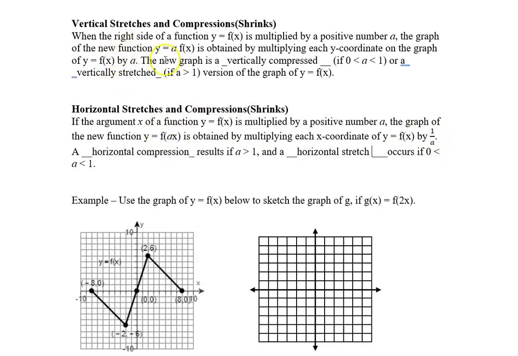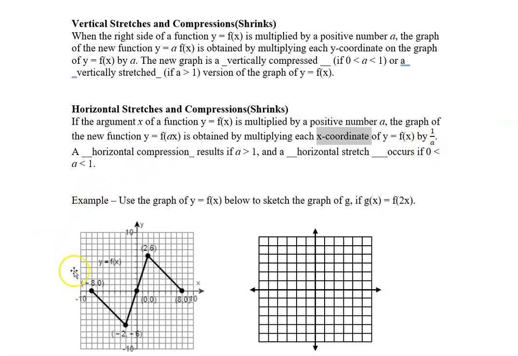So up here in vertical stretches and compressions, if our number is between 0 and 1, then it makes sense that it would compress it. And if it's greater than 1, that makes sense that it would stretch it. But with horizontal stretches and compressions, it's the exact opposite. So if a is greater than 1, that's actually going to result in a compression. And if it is between 0 and 1, that's going to result in a stretch. The other piece that we want to take away is that when we're working with horizontal stretches and compressions, we want to multiply our x coordinate by 1 over a, not by a.